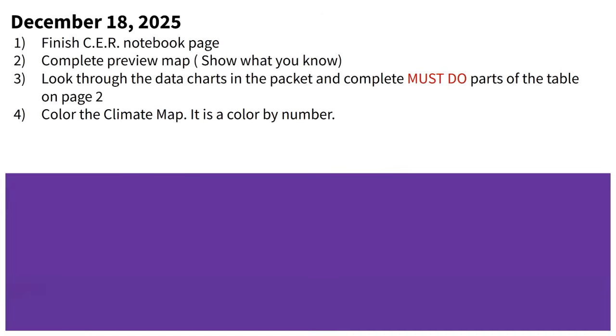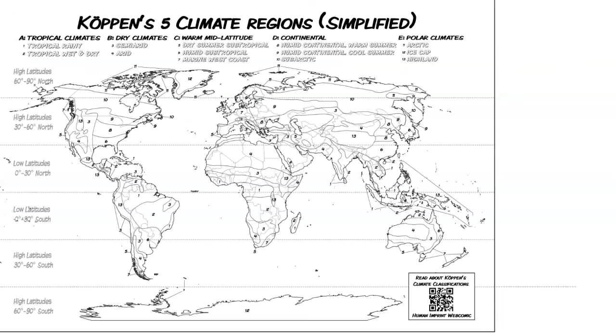Okay, you should definitely get through the first 3 today. The must-dos and the first 3 things I just went through. Then you're going to color the climate map. I do expect at least part of this to be done. It's a color by number. Okay, here's what I mean. Here's the climate map. Here's what I mean by color by number.